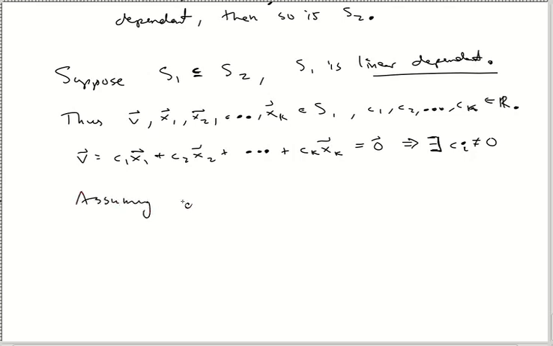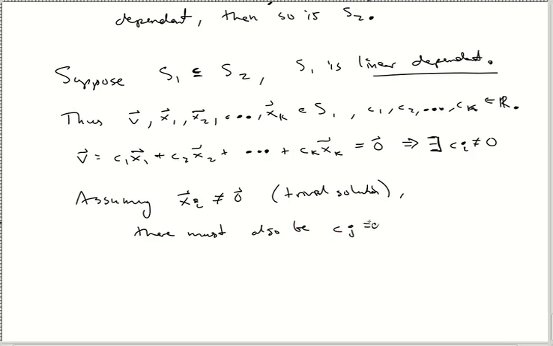So assuming that my xi, the one associated with this guy, is not equal to the 0 vector. Again, I just talked about this as a trivial solution. We're not talking about that guy today. There must also be a Cj not equal to 0. Okay? And thus, I got that xi is a scalar multiple of xj.